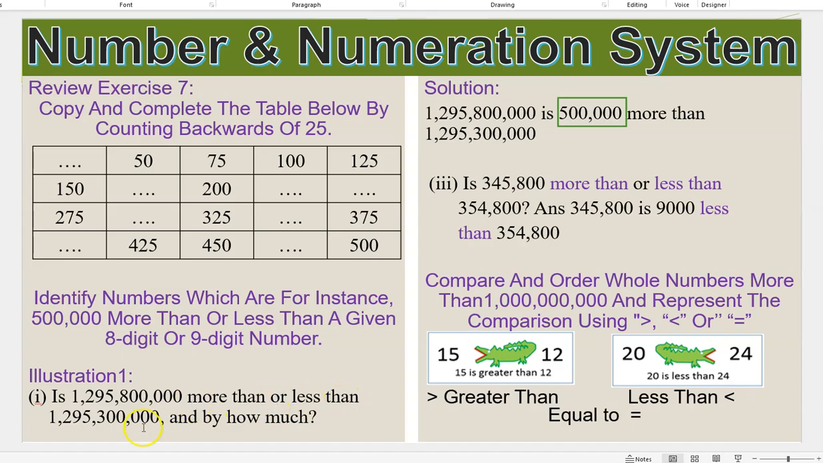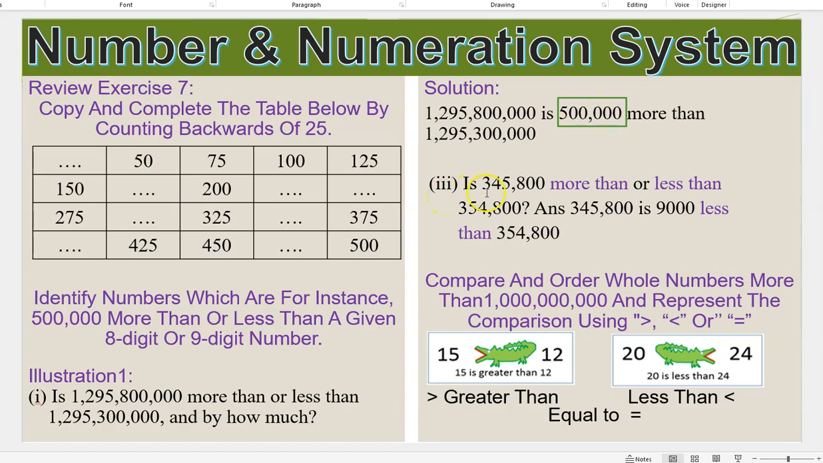1,295,800,000 is how much more than or less than 1,295,300,000? So solution. When we look at the first figure and then the second figure, we could see that the first figure is 500,000 more than the second figure. How do we get that? We get that by subtracting 1,295,300,000 from 1,295,800,000, and that will give you 500,000.